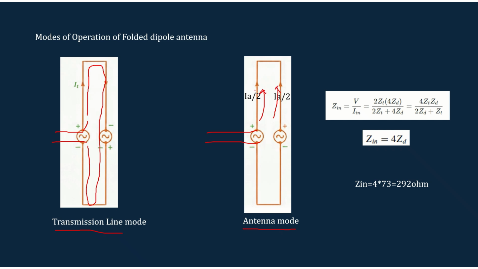Both are in the same direction. This type of antenna mode occurs because of the coupling between these two conductors.